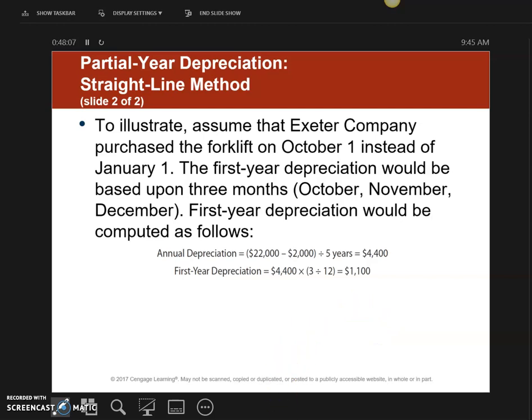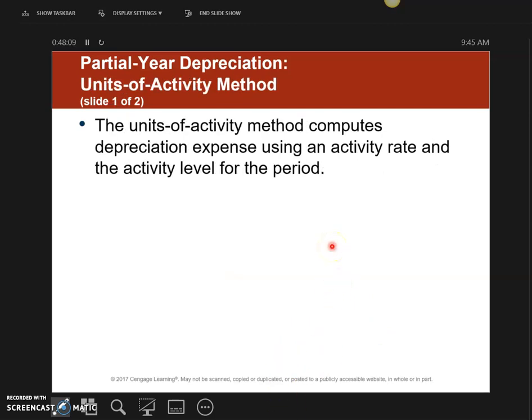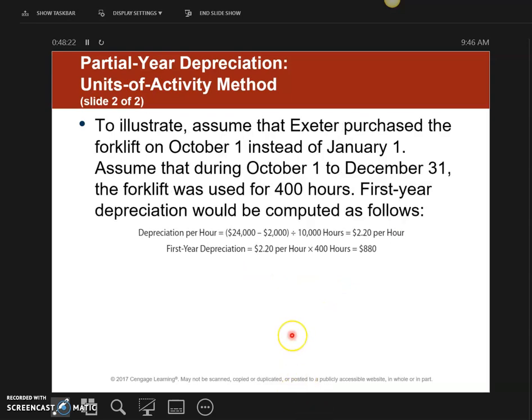So for units of activity, it doesn't make a difference here, because no matter what, it's based upon how much usage. It doesn't make a difference if I started using the equipment January 1st or October 1st. I'm only counting the usage for that year. So it really just doesn't make a difference. Here's my calculation. It was $220 per hour. And so again, partial year depreciation doesn't matter with units of activity because it only counts that year.